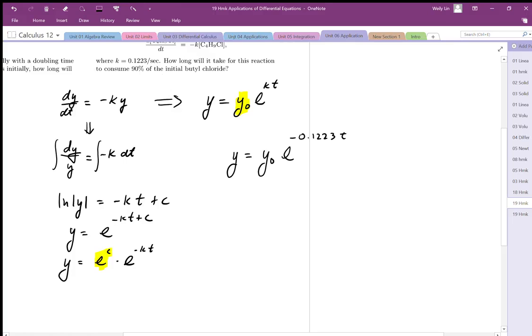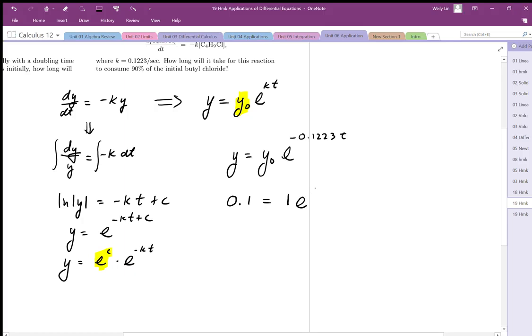So there's my concentration, and the question asks, how long will it take for the reaction to consume 90% of the initial butyl chloride? So if I consume 90%, I'm left with 10%. So I'm going to just say that y naught, the starting value, is 1, and the end value is 0.1. That means I've used up 90% of the butyl chloride. Okay, so that's my end concentration.